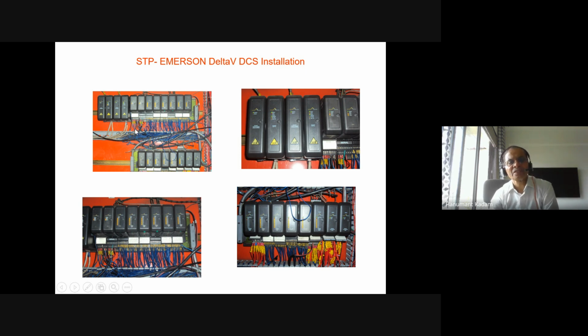And you see these are wires coming from your marshalling cabinet and connected, as per your drawing, to the individual cards like this AI, AO. This is a terminal strip. You can see here. So this is the actual DCS in the plant.